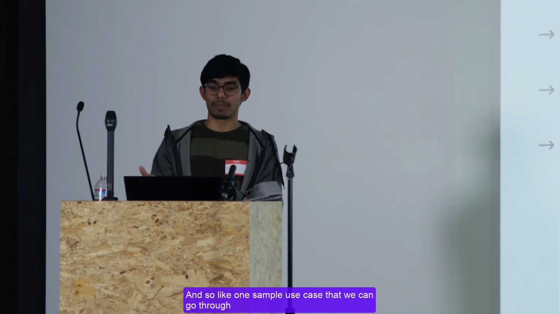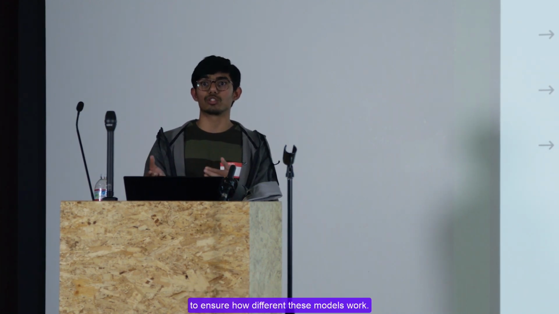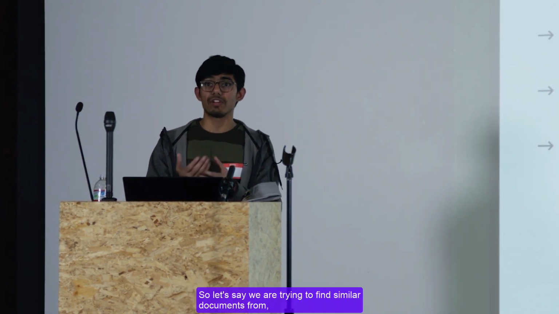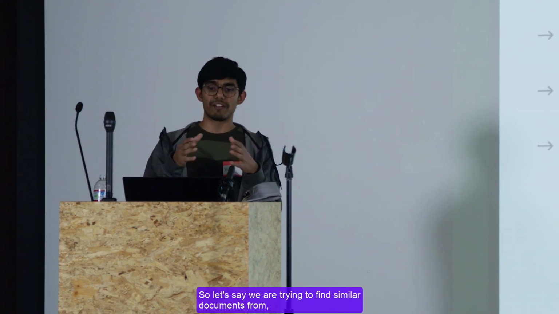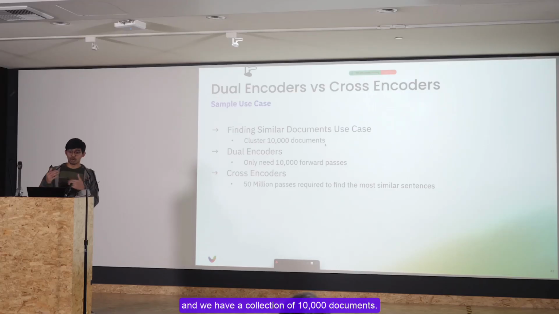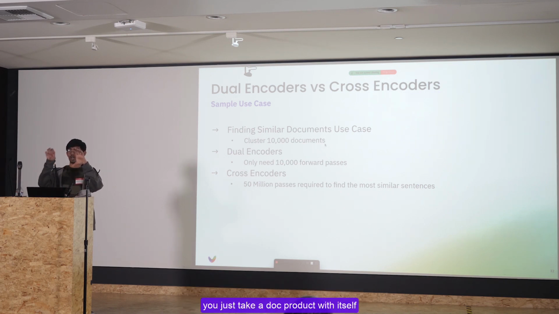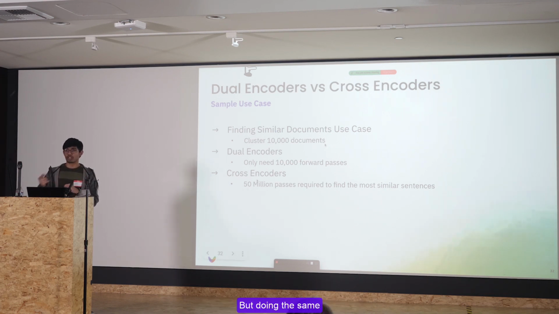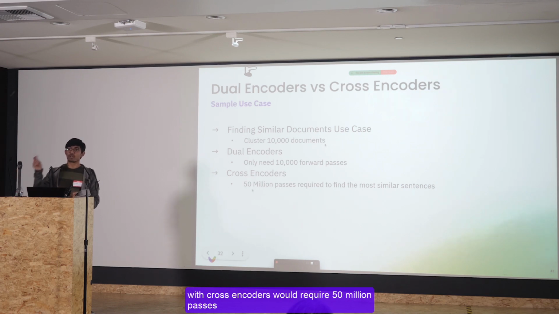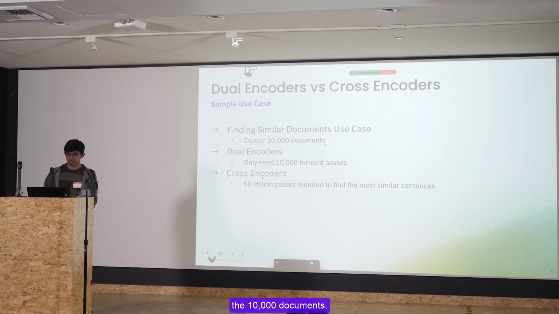One sample use case that we can go through shows how differently these models work. Let's say we are trying to find similar documents and we have a collection of 10,000 documents. To do that with a dual encoder, you would need 10,000 passes to compute the embeddings of these 10,000 documents. Then once you have this matrix of 10,000 embeddings, you just take a dot product with itself and compute the similarity scores. But doing the same with cross encoders would require 50 million passes, because you would have to do pairwise scoring of each of those 50 million pairs that you get out of the 10,000 documents.